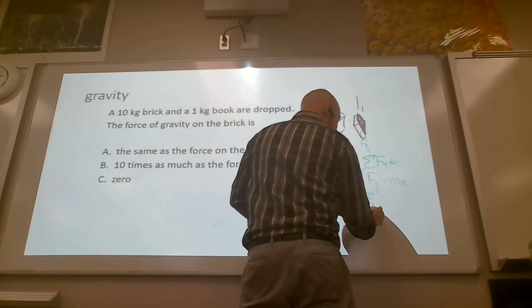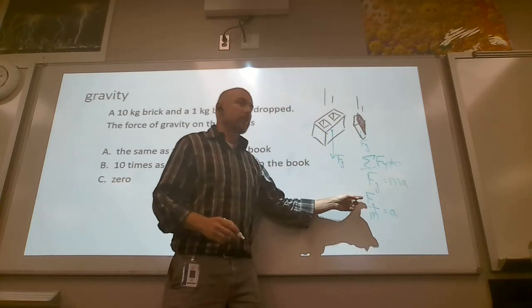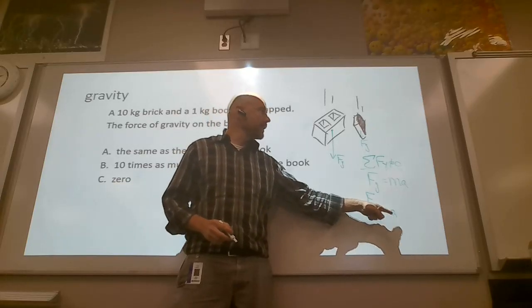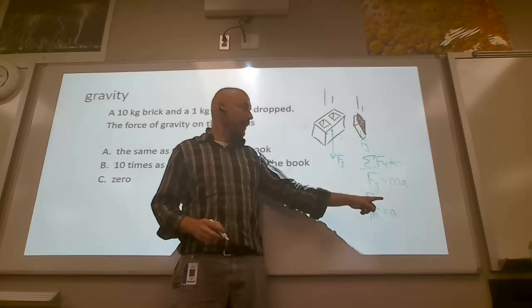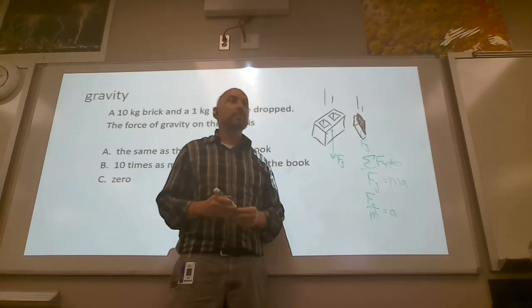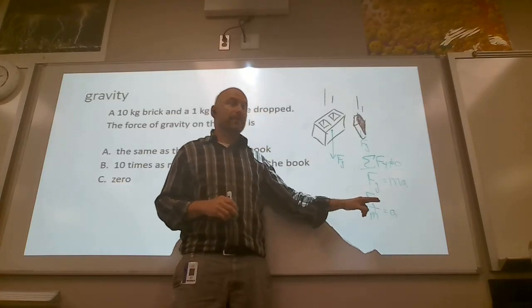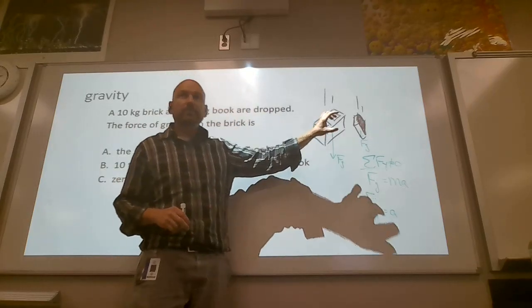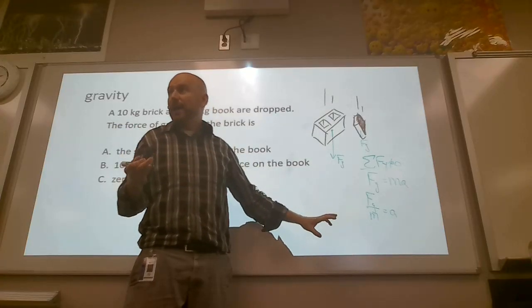So when I find acceleration, it's the ratio of force to mass. This is identical for the book and the brick, 9.8 meters per second squared downward. So the acceleration of gravity is the same. The force of gravity is 10 times greater for the brick because it weighs 10 times as much, because it has 10 times as much mass.